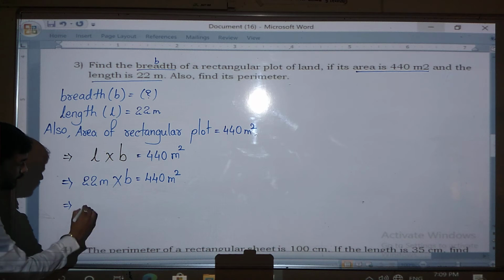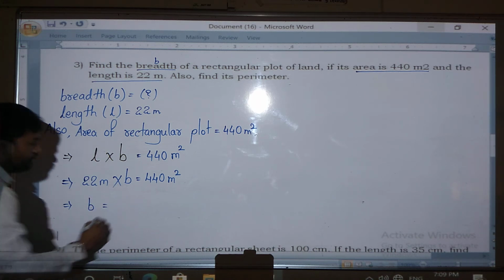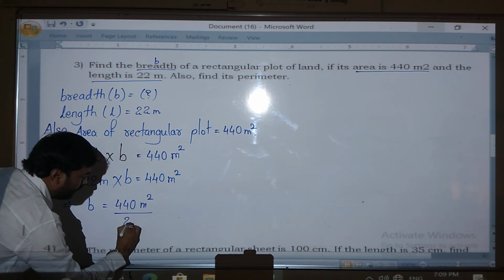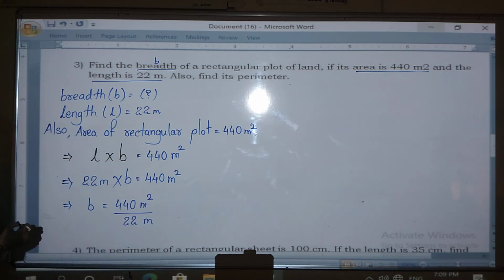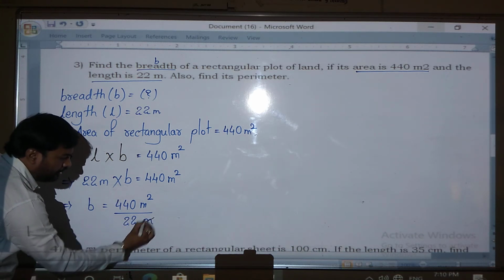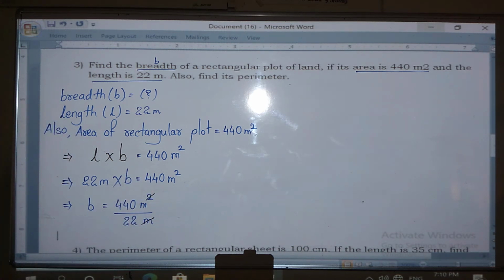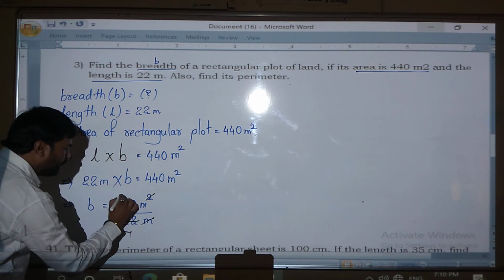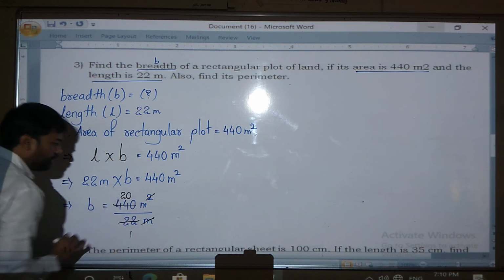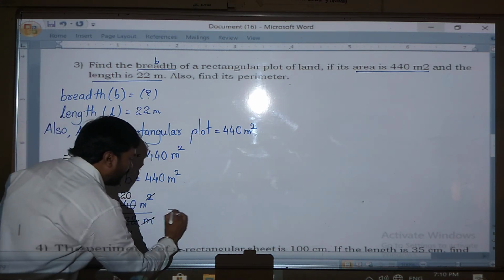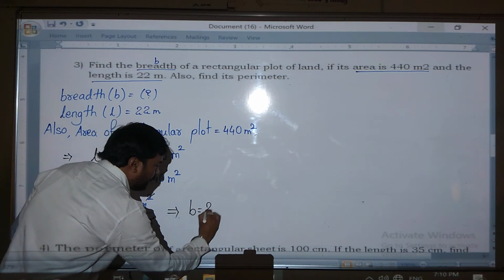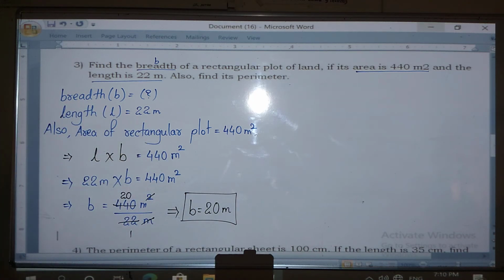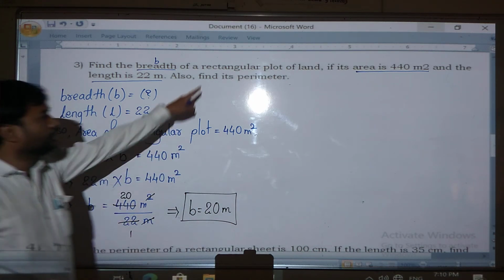So which implies breadth is equal to 440 meter square upon 22 meter. તો જે 1 મીટર તો કેન્સલ થઈ ગયો, 22 1s are 22, 2s are 44 અને પેલો 0. So which implies breadth is equal to 20 meter. Breadth શોધાઈ ગયું.